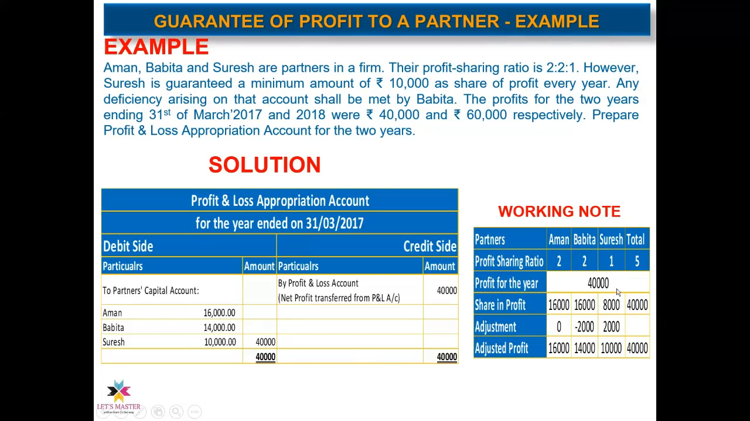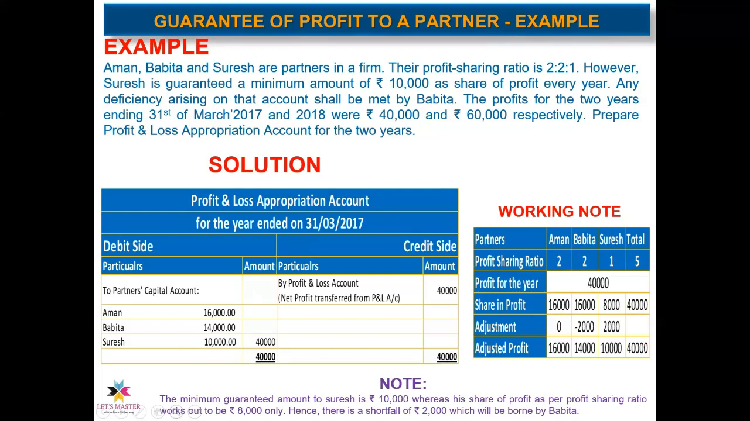Whereas Suresh was supposed to get only 8,000 as his share of profit. But because of the assurance given to Suresh by Babita, his share of profit has been increased to 10,000 from 8,000 by adding 2,000 from Babita's account. The minimum guaranteed amount to Suresh is rupees 10,000, whereas his share of profit as per profit sharing ratio worked out to be rupees 8,000 only. Hence, the shortfall of rupees 2,000 will be borne by Babita. This is as per the agreement among the partners.